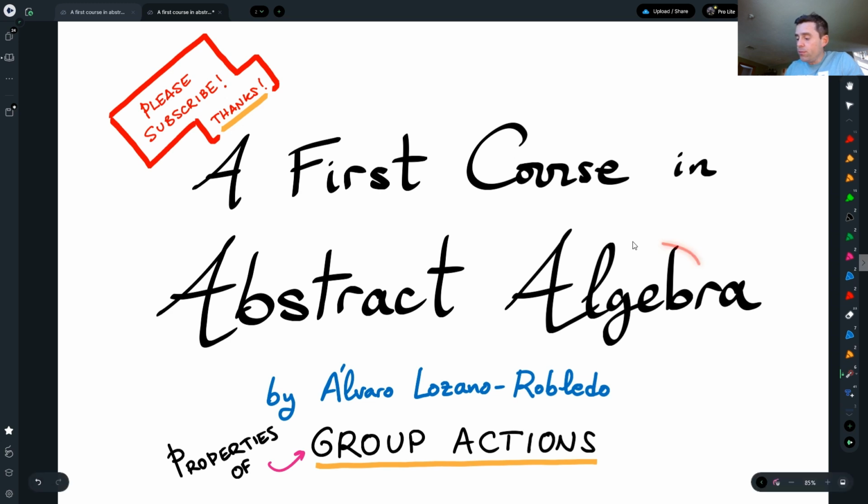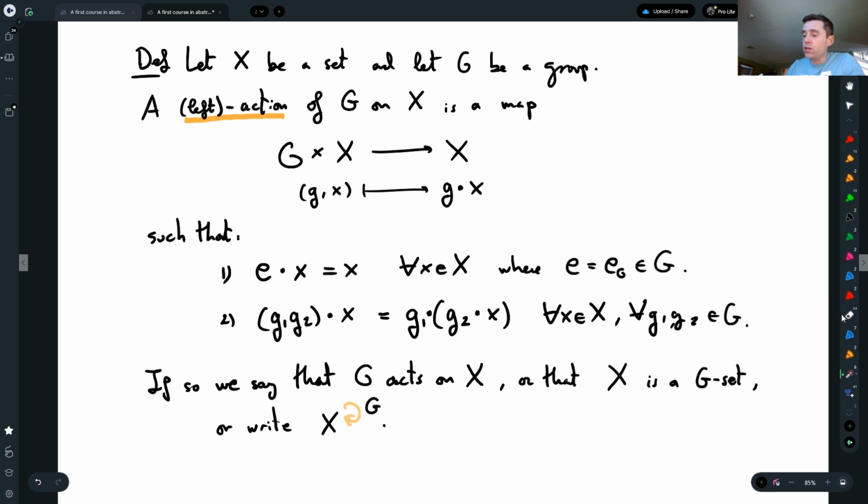Welcome back to Algebra. Today we're going to keep talking about group actions. In the previous video, we defined what a group action is, and today we're going to be talking about properties of group actions. So just to recap, a group action is the following.